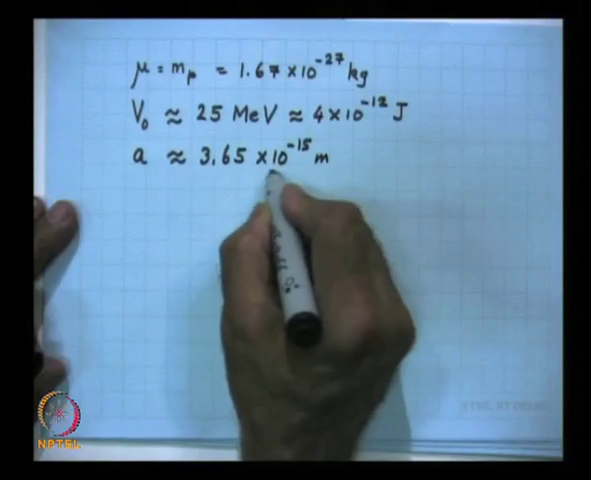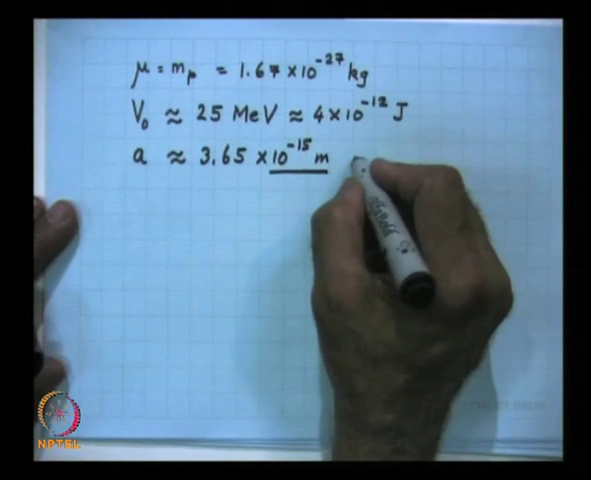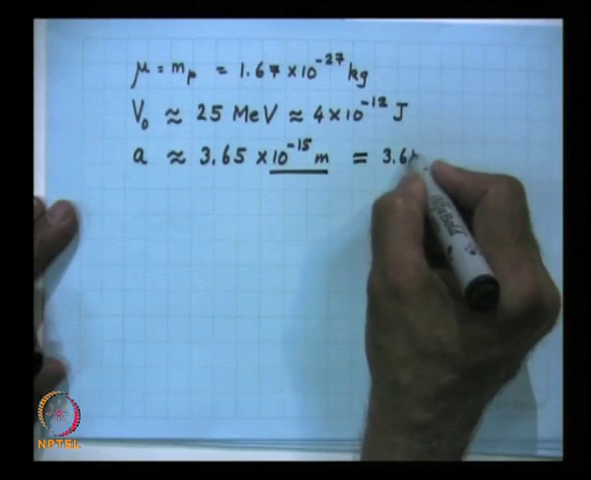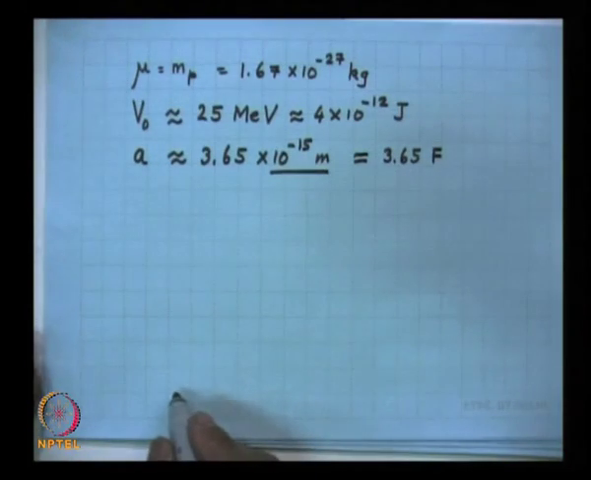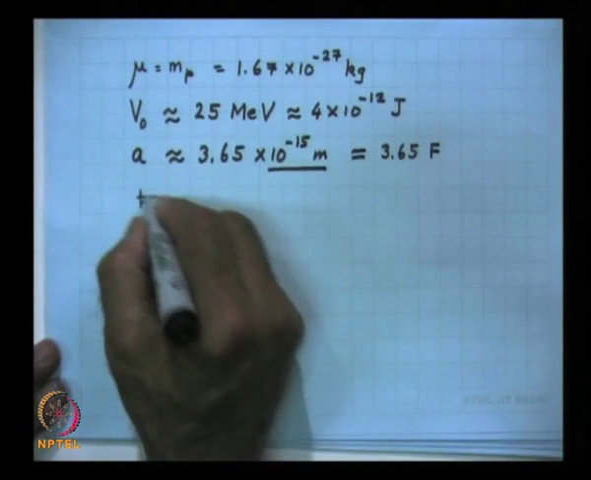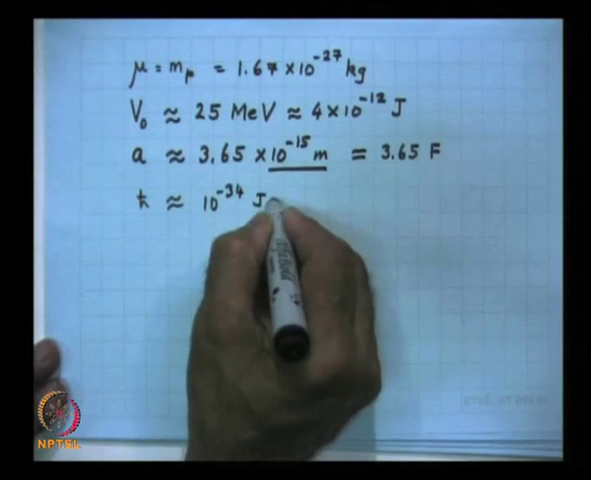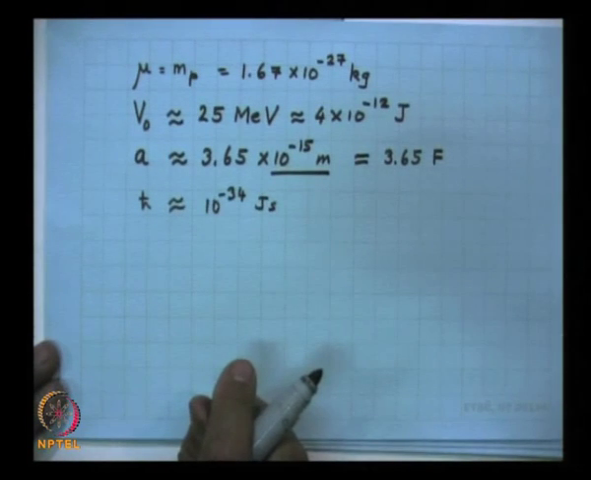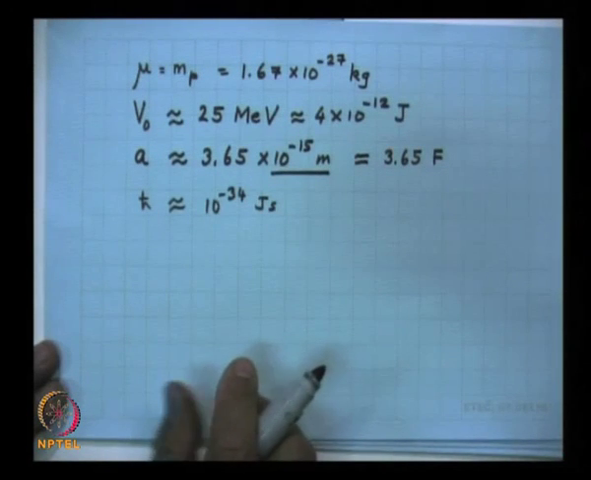10 to the power of minus 15 meter is known as a Fermi, in honor of the famous nuclear physicist Enrico Fermi. So a is 3.65 Fermi, where 1 Fermi is 10 to the power of minus 15 meters. And you know the value of H cross is about 10 to the power of minus 34 joule seconds. It is always better to use consistently the MKS system of units, then there is no chance of an error.